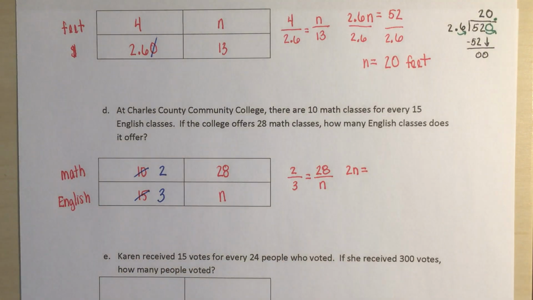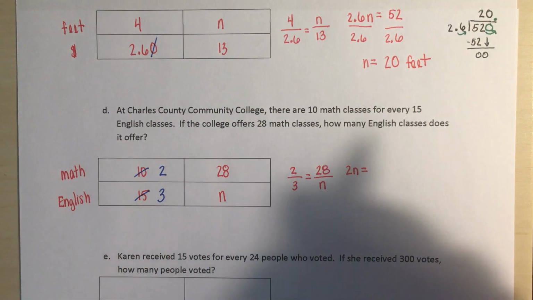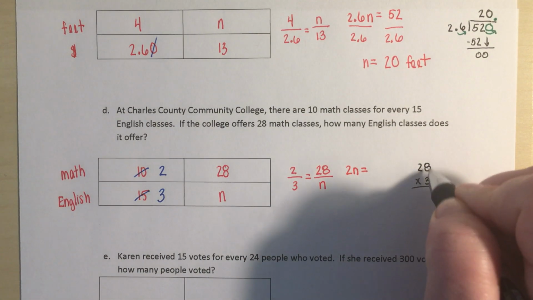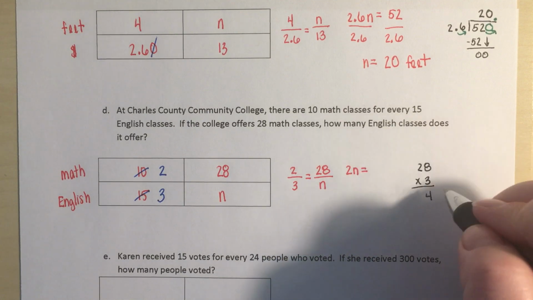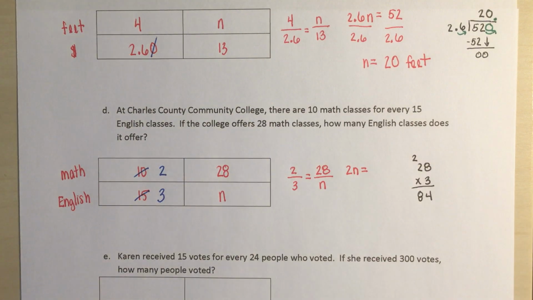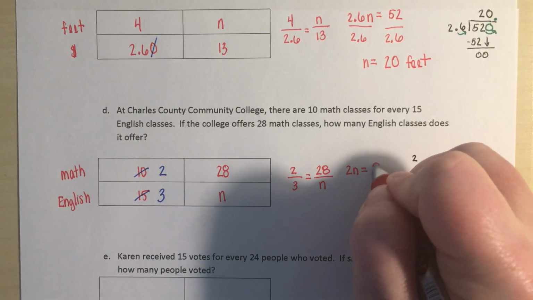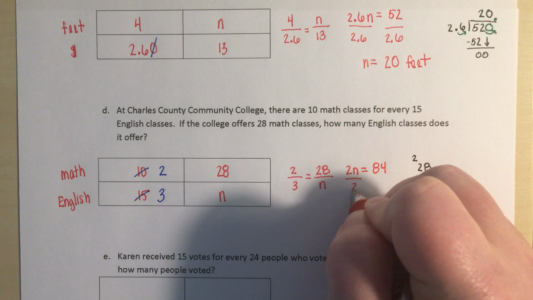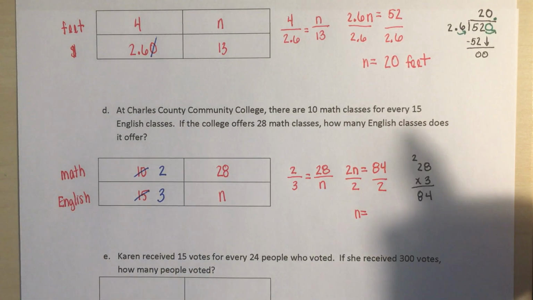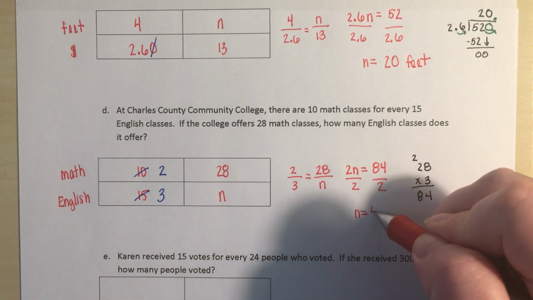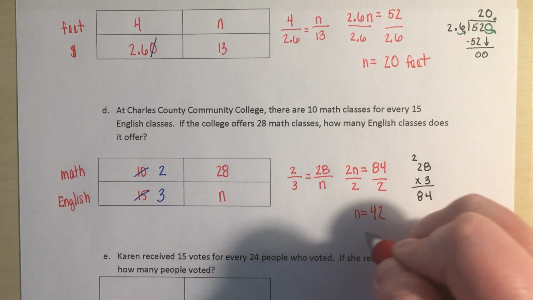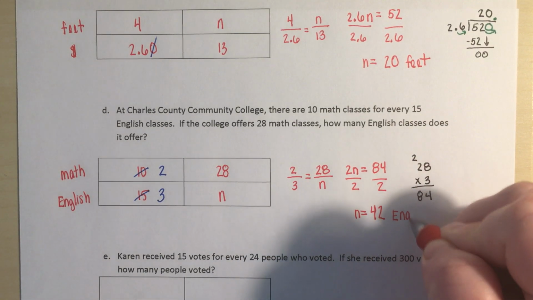2 times n is 2n. 28 times 3. 3 times 8 is 24. 3 times 2 is 6 plus 2 is 8. So we have an 84 here. Divide both sides by 2. Again, we could show the long division, but this one works out nicely. 2 goes into 8 4 times. 2 goes into 4 twice. So our n equals 42 English classes.